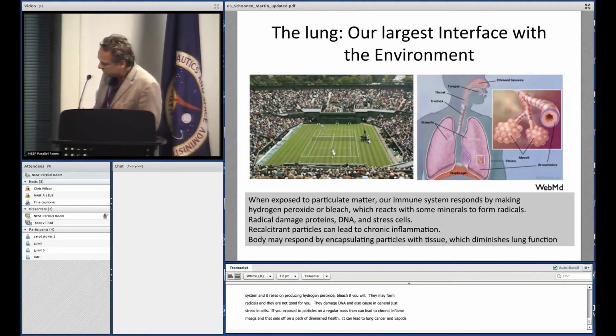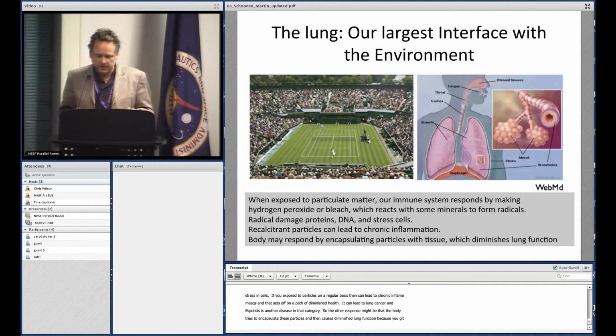So the other response might be that the body tries to encapsulate these particles, and then it causes diminished lung function because you get fibrotic material growing around it, and it essentially takes lung capacity away.